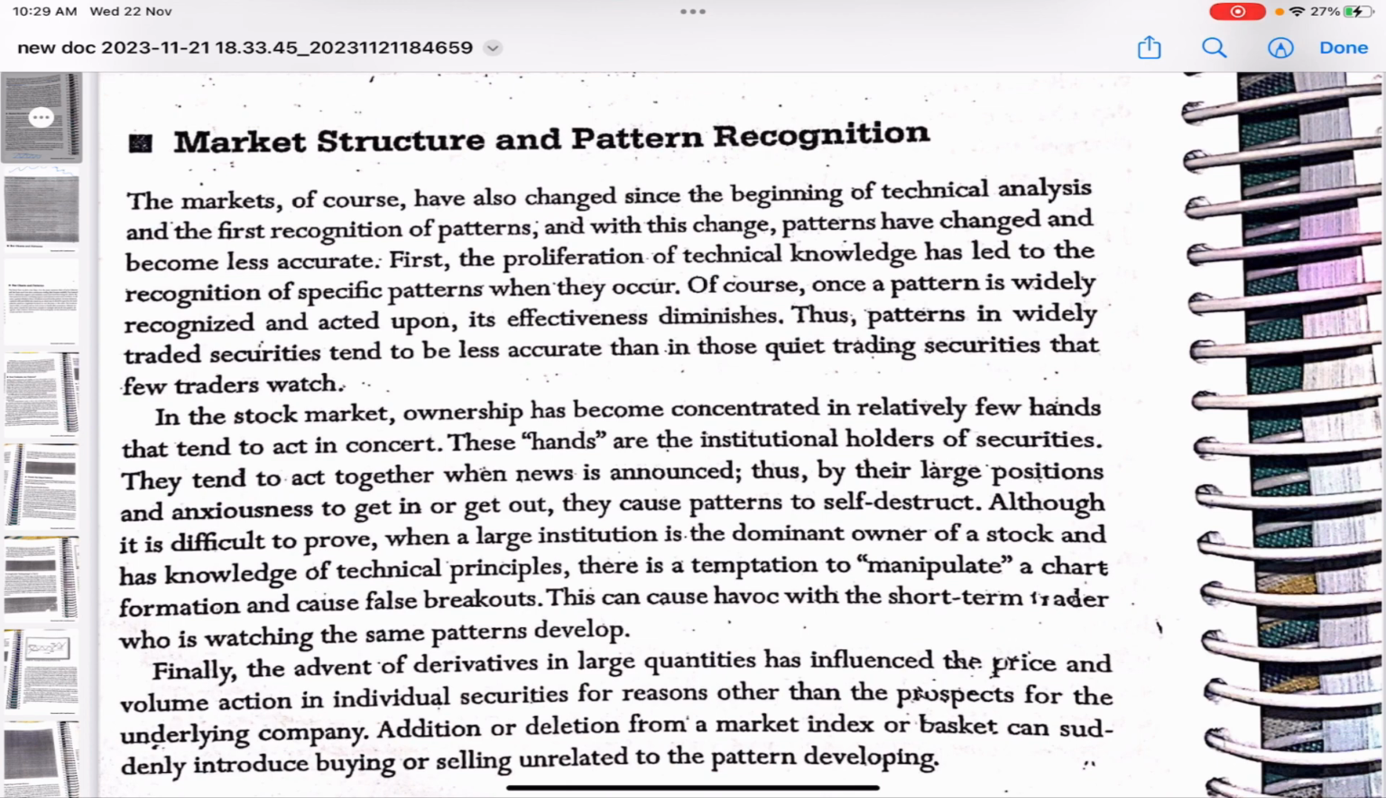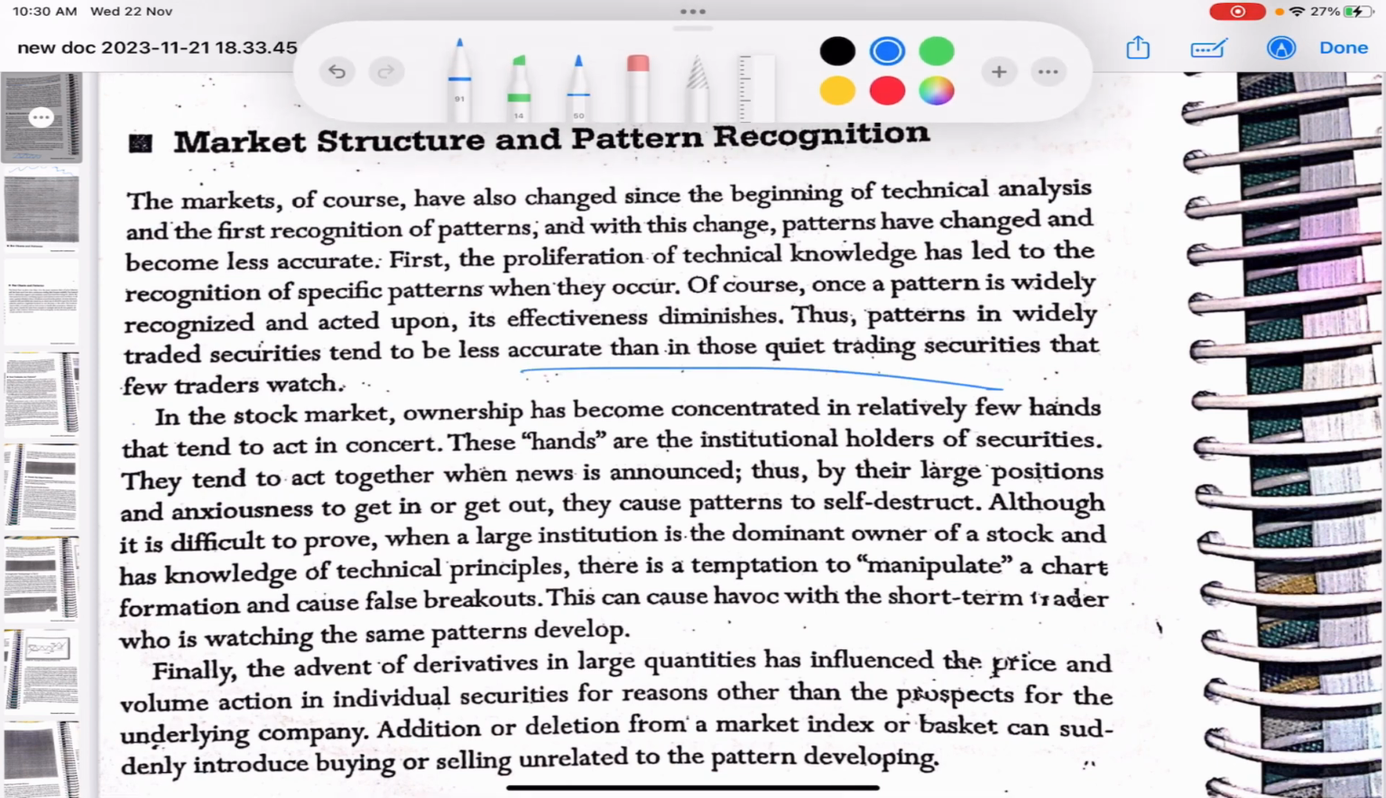The proliferation of the technical knowledge has led to the recognition of specific patterns when they occur. Of course, once a pattern is widely recognized and acted upon, its effectiveness diminishes. That's what I've been explaining, that once many people know about the pattern it becomes less effective in nature because everybody knows that now, right? And it's very easy to manipulate a pattern because now I know what is a pattern and I know that retailers might buy on this pattern, so I will take the advantage of that liquidity.